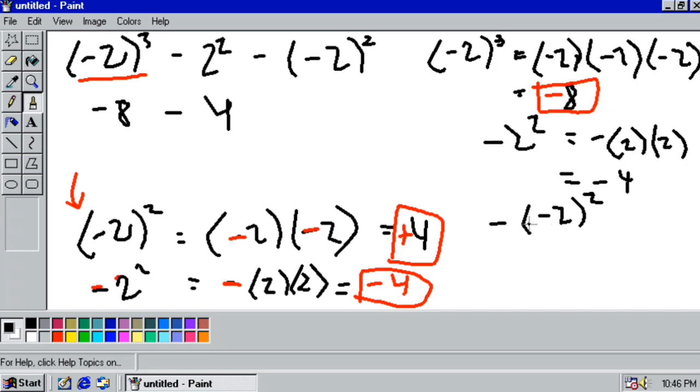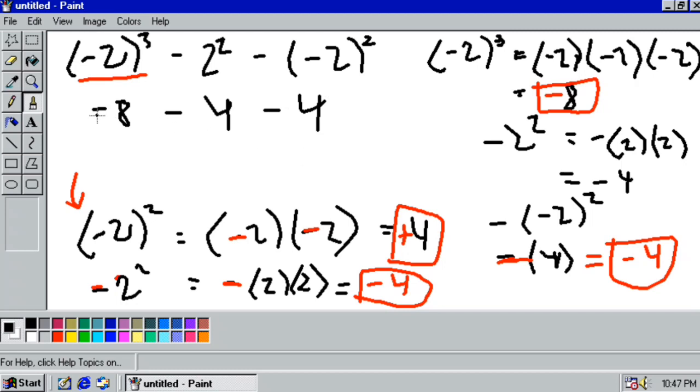We will simplify first. The quantity of negative 2 squared is positive 4. Now, since we have a negative sign here, it will come out negative. So it'll be negative 4. So negative 8 minus 4 minus 4 is equal to negative 16. So negative 16 is your final answer.